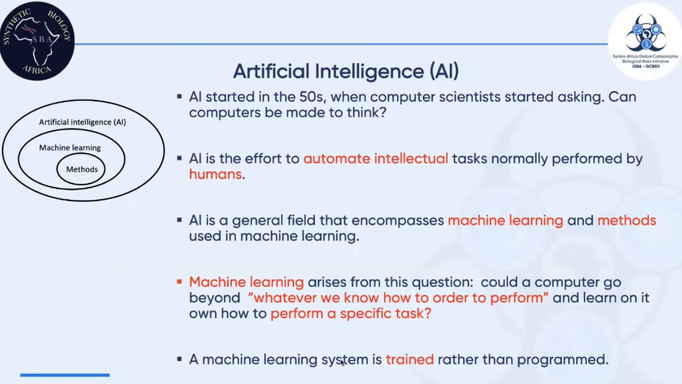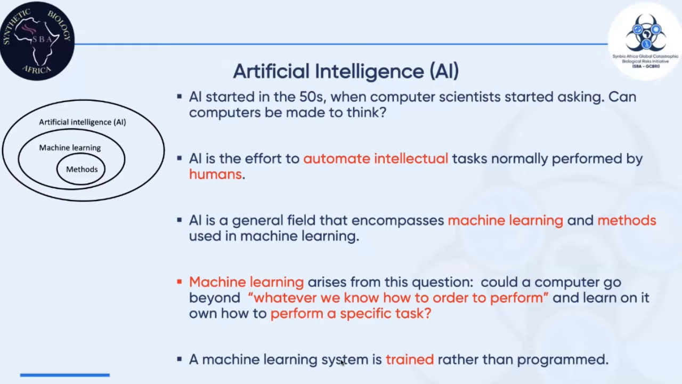So this now takes me to artificial intelligence. The concept of artificial intelligence was developed like 50 years ago, started by computer scientists asking this question: can computers be made to think like humans? Basically, you can see the cycle there. You have artificial intelligence, and within artificial intelligence, you have machine learning. Then machine learning has its methods. Basically, artificial intelligence is automated intellectual tasks normally performed by humans.